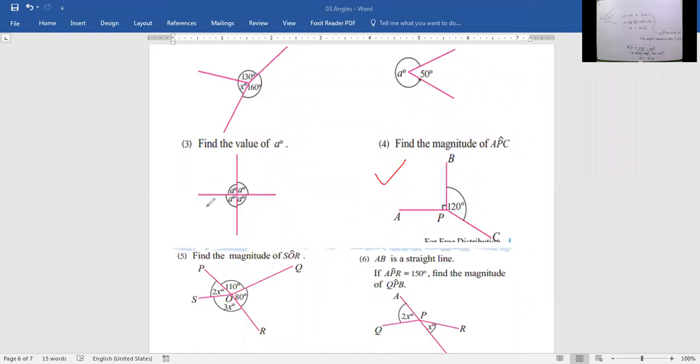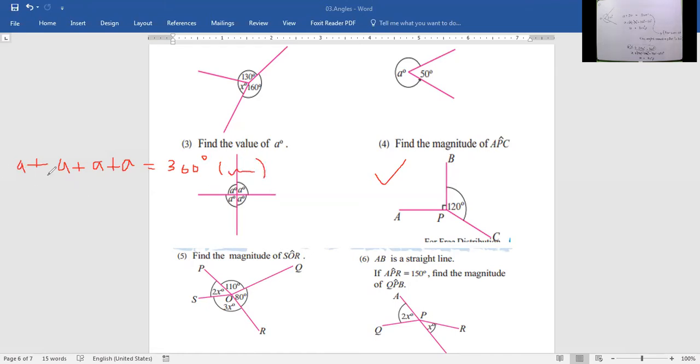So this thing is very simple. Third one, I will tell you here. You have to write down A plus A plus A plus A, there are four A's around this point, equal to 360. So you have to write down the reason within brackets, right? The sum of the angles around the point is 360. So you have to write it within brackets.